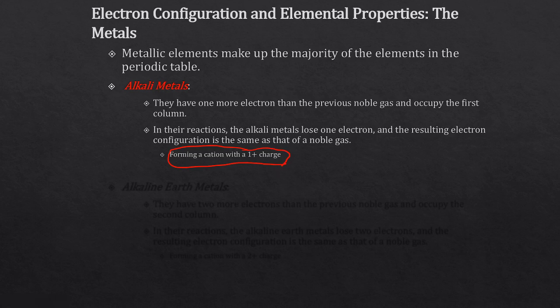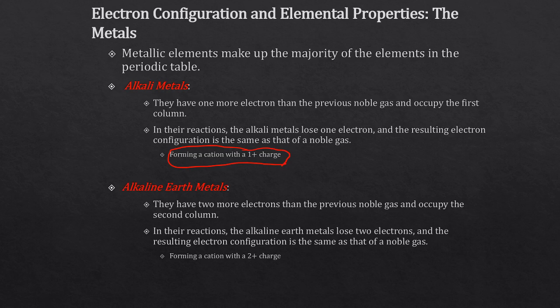The second column on the periodic table is the alkaline earth metals. These have 2 more electrons than the previous noble gas, and they tend to lose both of these electrons when they form compounds so that they can get the noble gas configuration, and tend to form a cation with a +2 charge. Again, this will come up as we start to get towards making compounds in the later chapters.